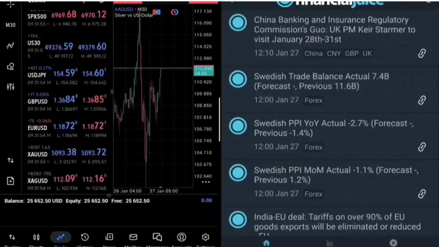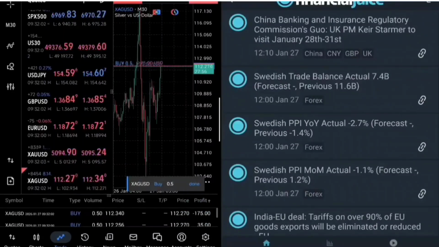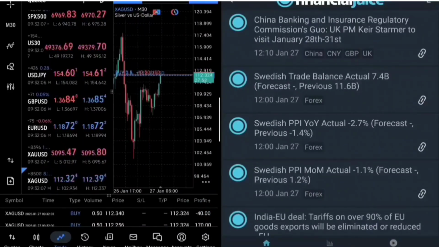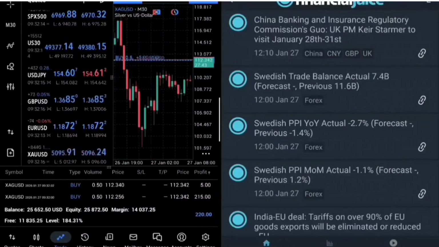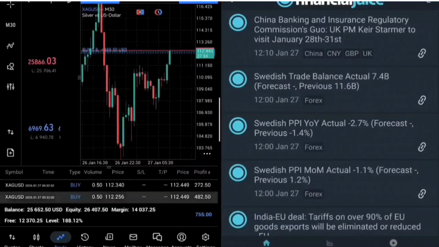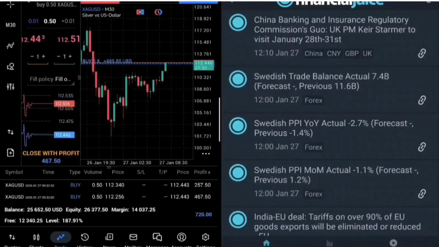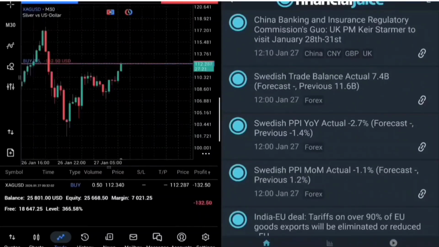As you can see, we got a clean setup in silver on the 30 minute time frame. And as soon as I saw the setup, I was completely shocked, and I was completely sure according to my strategy, because silver was performing according to my strategy.